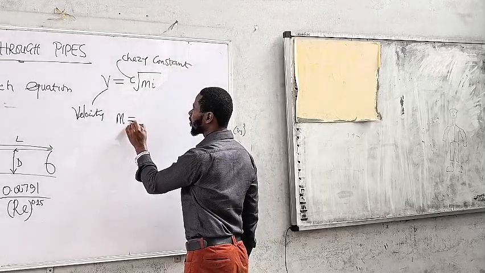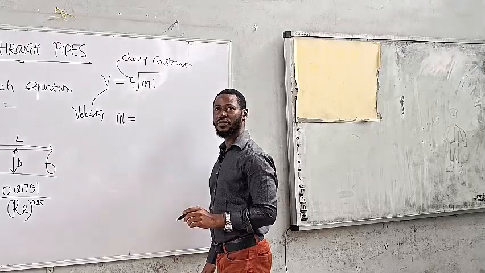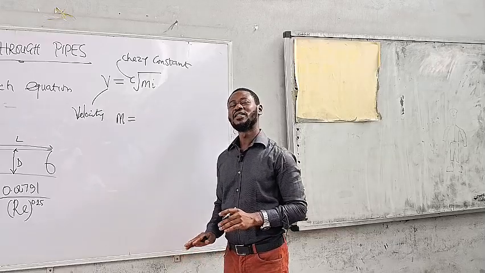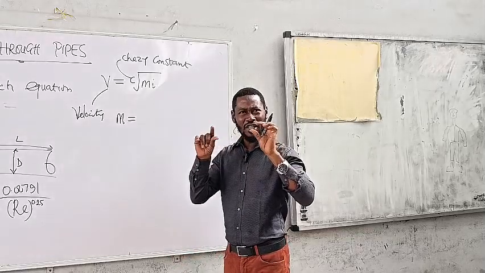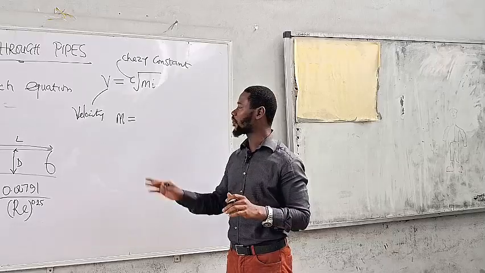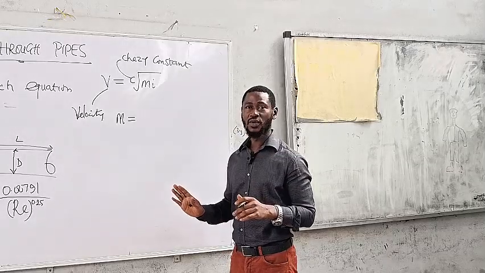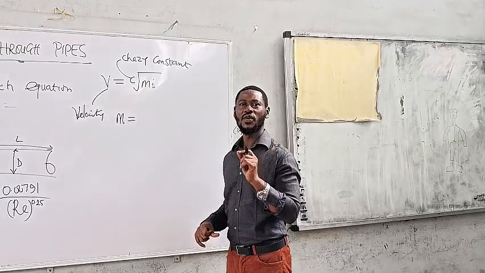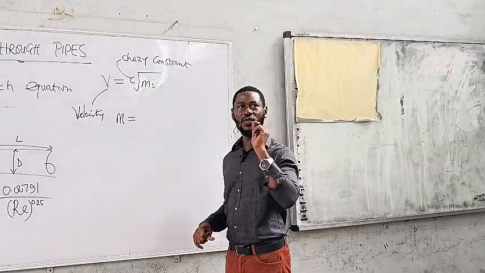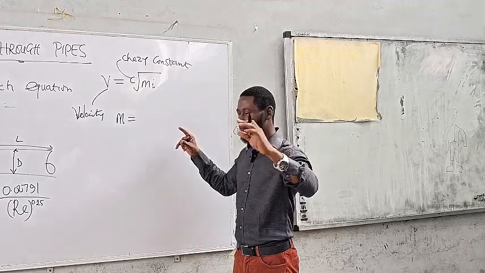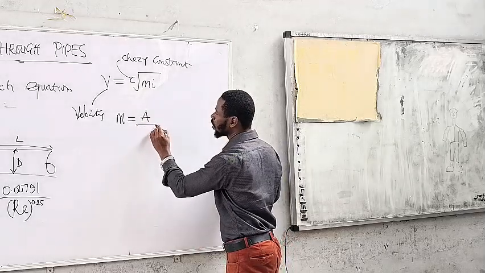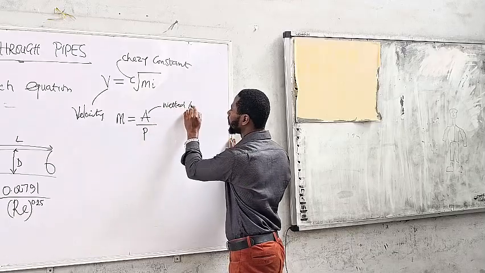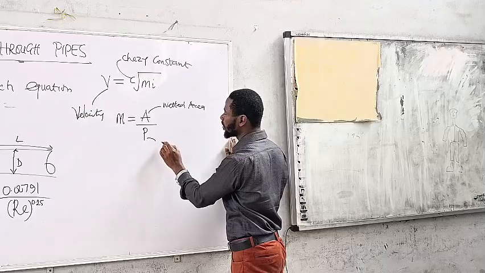M is referred to as hydraulic mean radius, and this M can be determined depending on the shape of the pipe you are analyzing. If, for example, we are analyzing a circular pipe, the hydraulic mean radius is defined as the ratio of the wetted area to the perimeter of the pipe, which is given as M equals A over P. A is referred to as the wetted area, and P is the perimeter.